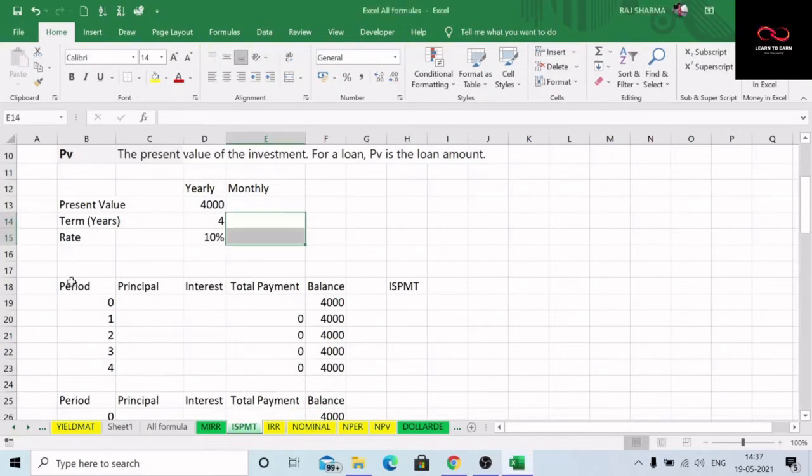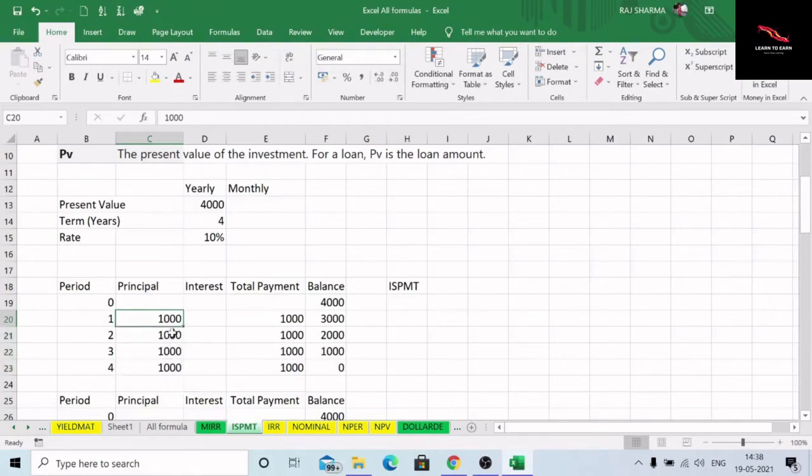Here is a chart. You can see period 0 is the period when the loan is disbursed, so the outstanding at that time is 4,000. Then first year, second year, third year, fourth year. So let us try to do it. The first year principal will be paid as 1,000, and the same at the end of the second, third and fourth year. So an equal amount is going towards principal. Now we will work out the interest.